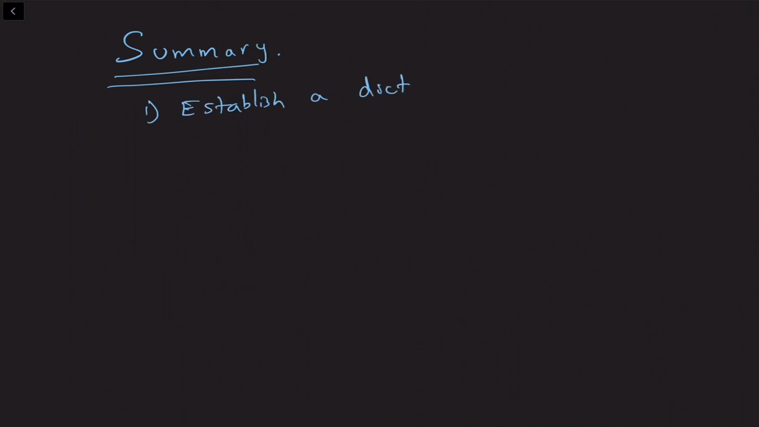Okay, so let's summarize what we have learned today. Okay, the summary is that to describe physical laws, you need to make translations between what different observers see, which means that you need to establish a dictionary between different observers.